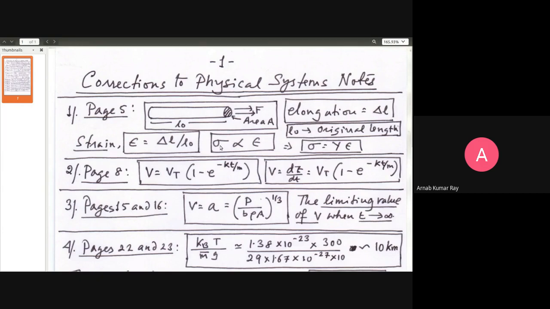And thereafter, sigma is proportional to epsilon, and sigma is equal to Y into epsilon, where Y is Young's modulus, the constant that I discussed. Anyway, I shall now move on to another application of an equation of the form x dot equal to a minus bx.